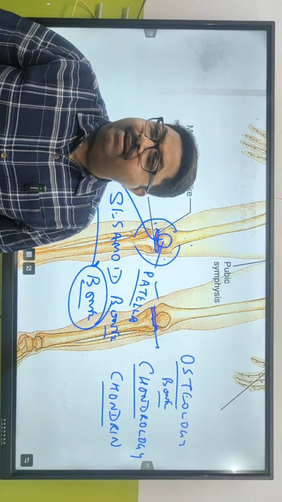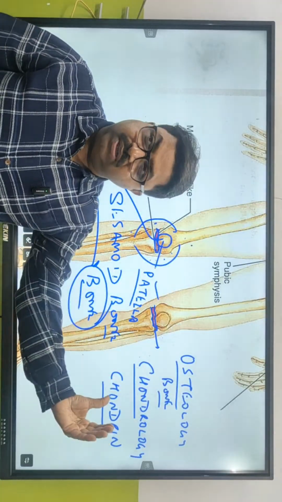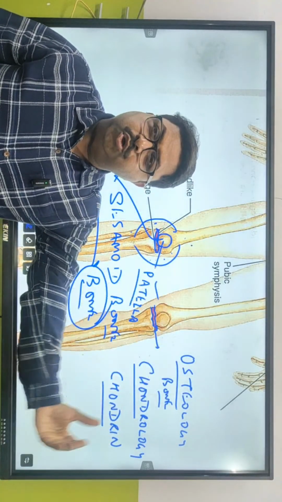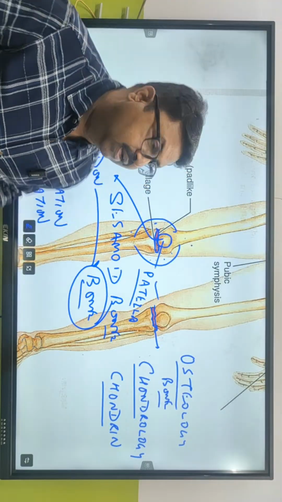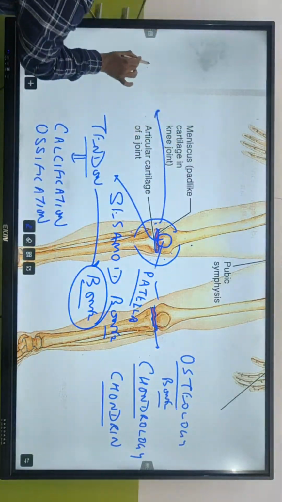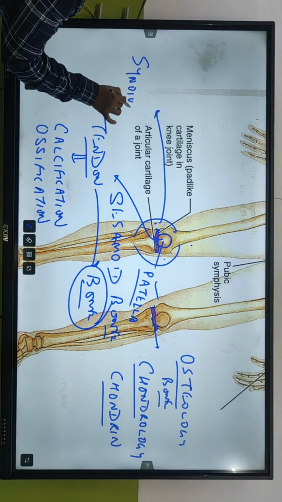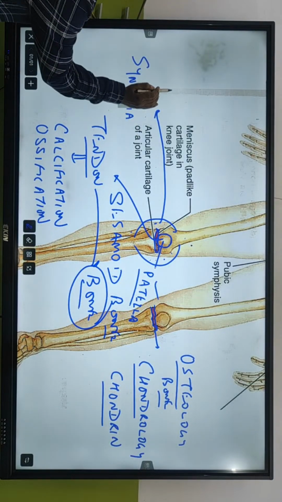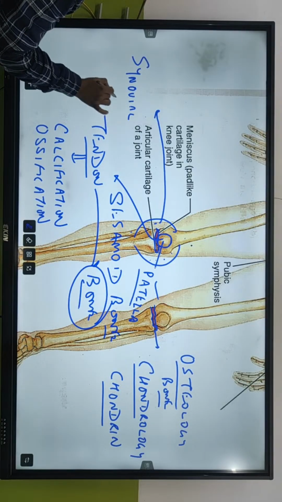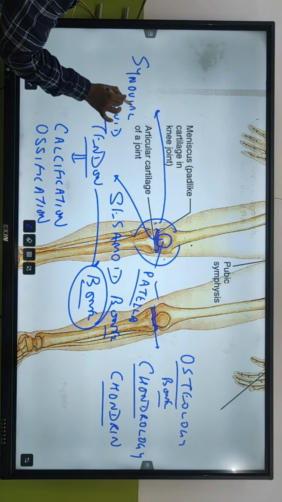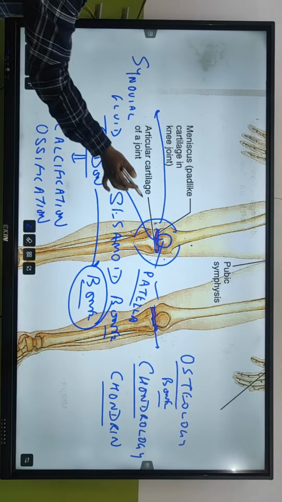And the joint that shows free movement, the other term for a freely movable joint is synovial joint. Because what is the fluid present over here? The fluid is called synovial fluid. So what is the joint called? Synovial joint. A freely movable joint is called a synovial joint.